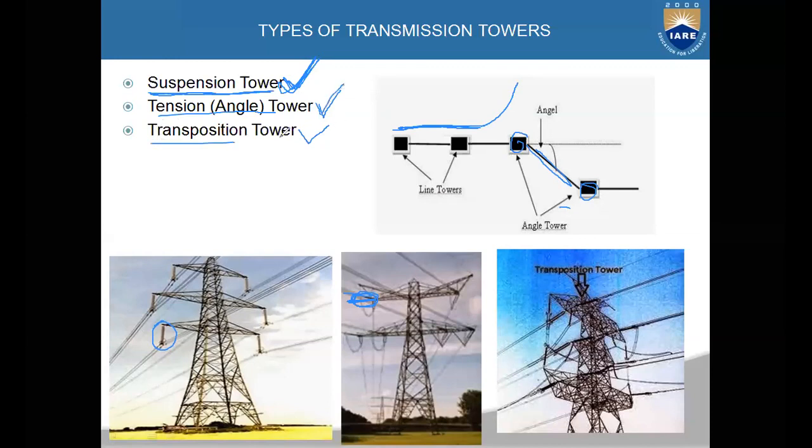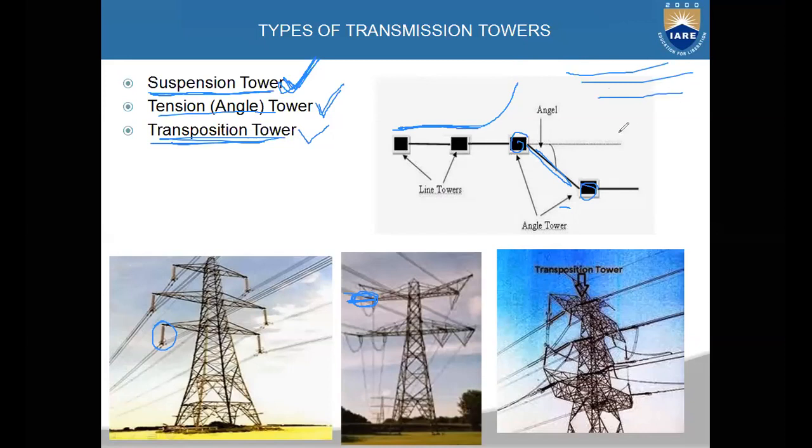Then where will these transposition towers be used? You know that when a transmission line is unsymmetrical, transposition will be used. Suppose you are having a three-phase transmission line which is unsymmetrical. To make it symmetrical, you will use the transposition.